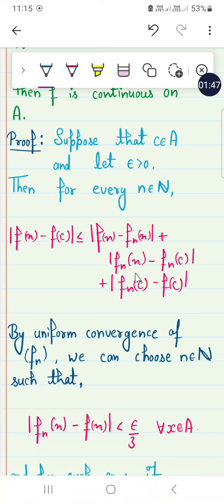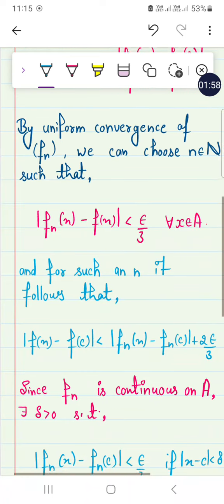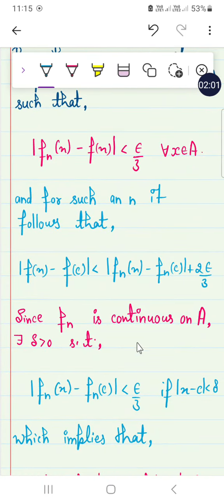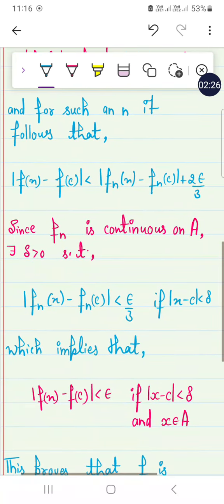Because we have continuous functions, f_n is continuous, so mod of f_n(x) minus f_n(c) is less than epsilon by 3 if mod of x minus c is less than delta, right? And from uniform convergence, mod of f_n(x) minus f(x) is less than epsilon by 3. So we can write mod of f(x) minus f(c) using this one and this one.